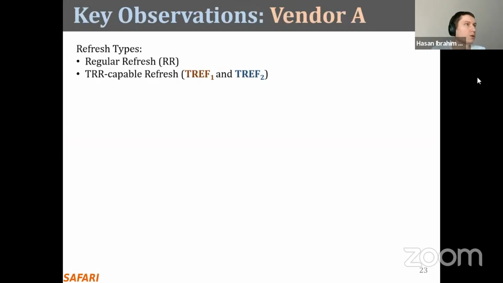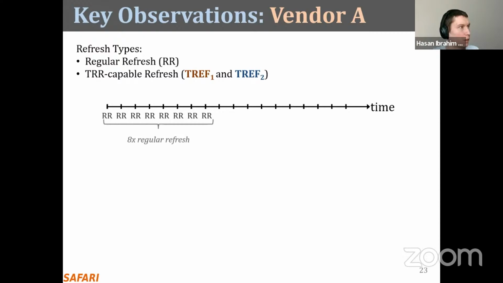Okay, so let's start with the key observations of the TRR mechanism of vendor A. So we observed that there are two types of refresh operations performed internally: regular refresh and two TRR-capable refresh commands that we name TRF1 and TRF2. So those are the three operations that happen when the memory controller issues a single refresh command. Right? So it is either regular refresh, TRF1, or TRF2. Okay, what is the difference?